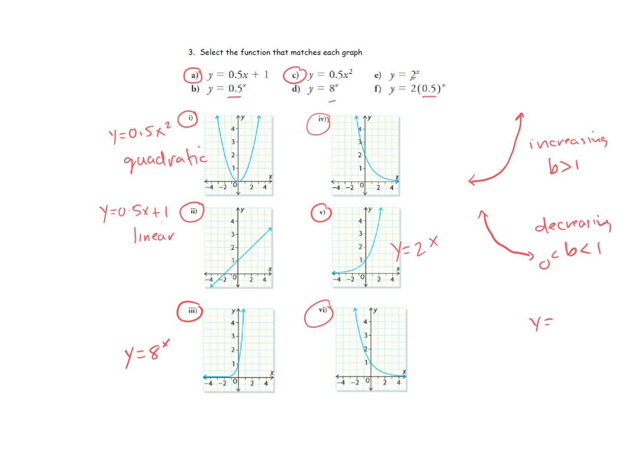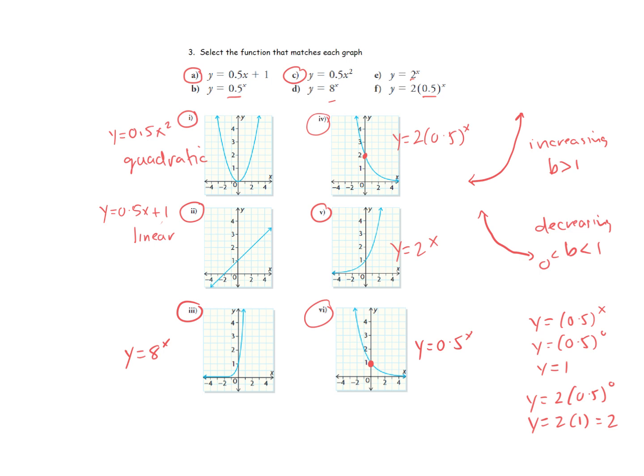So if you think about where their y-intercept will be. If it's 0.5 to the x and x is 0, it would have a y-intercept of 1. Whereas if it's 2 times 0.5 to the x, and we put in 0 for x, now it's 2 times 1, so that would have a y-intercept of 2. So this one has a y-intercept of 1, whereas this one has a y-intercept of 2. So this one's going to be 0.5 to the power x, while this one is going to be 2 times 0.5 to the x.